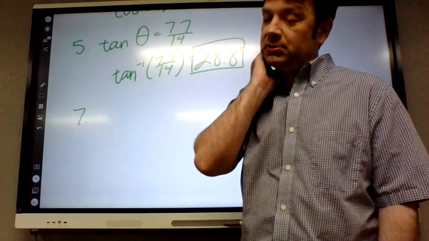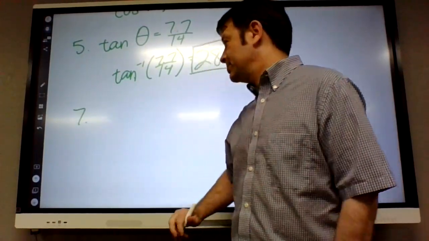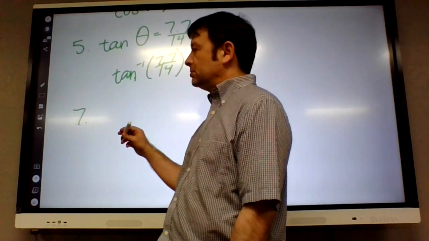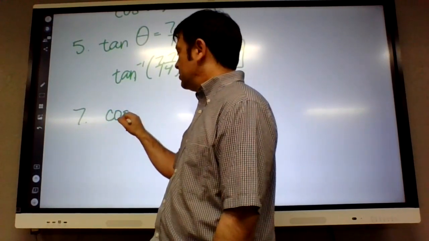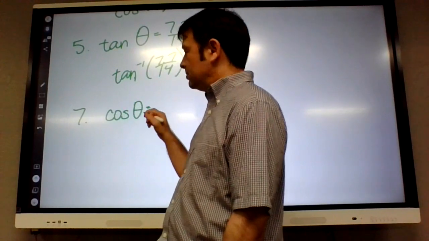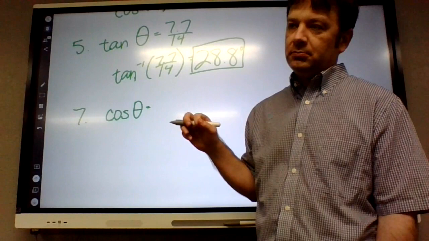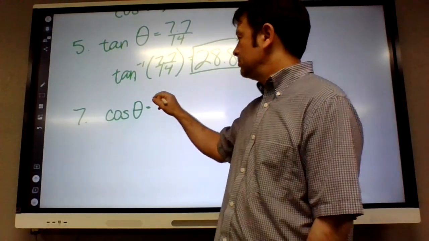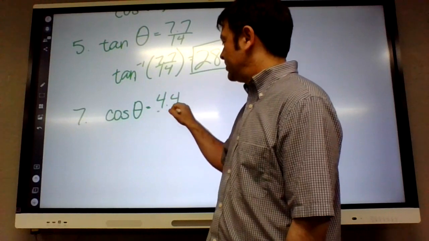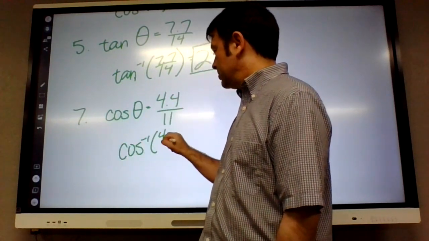Okay, Paxton on number 7, relative to angle B, relative to theta, 4.4 and 11 are the what and the what? The hypotenuse and the adjacent. Right, so we're going to use cosine. So cosine of theta equals adjacent. So 4.4 over 11. Adjacent over hypotenuse. So we're gonna do that.